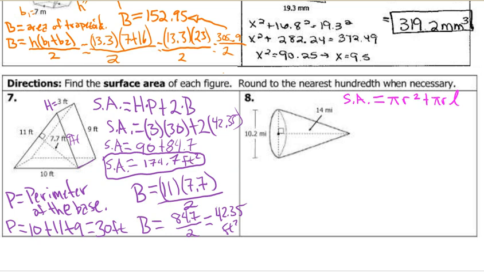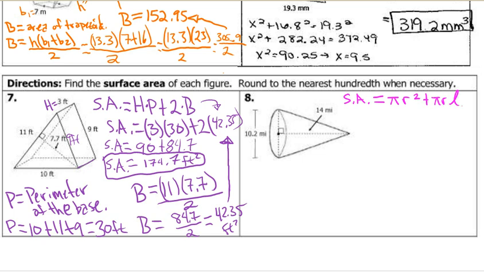So again, if you're just joining us, let me just draw this arrow here. That's where it came from. So that was number 7. So now the next one, number 8. So I started off with the formula for surface area of a cone. So here we have to find our R and L.